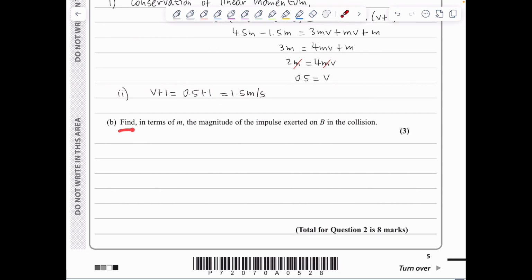In part B, we need to find, in terms of m, the magnitude of the impulse exerted on B in the collision. Well, we know that the impulse is the change in momentum, and if we consider particle B, the momentum after the collision is m times 1.5 minus the momentum before, which is m times minus 1.5, because before the collision the particle was moving to the left, which is the negative direction. So this is equal to 1.5m plus 1.5m, which leads to 3m newton seconds.